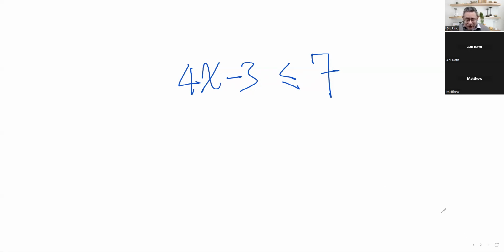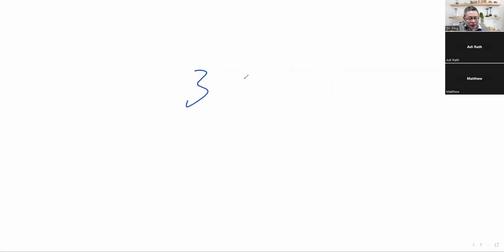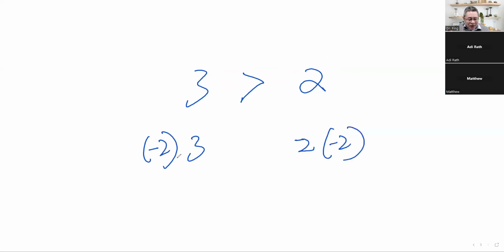Okay, now we're going to look at what happens if we divide by a negative number. One thing we notice: 3 is definitely greater than 2. But if you multiply by -2 on both sides, what happens? Then this is -6 and this is -4. But -6 is less than -4. So if we multiply by a negative on both sides of an inequality, the sign has to flip.